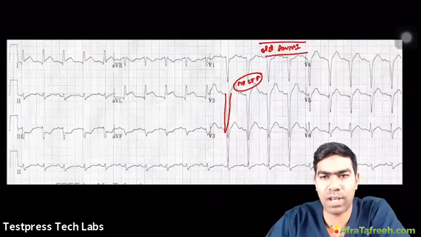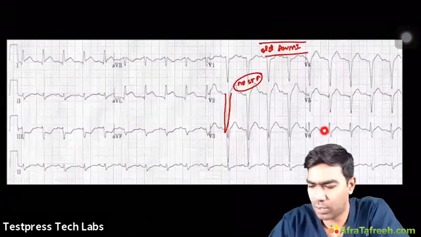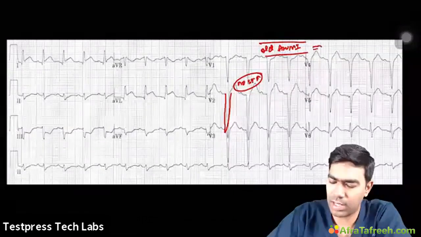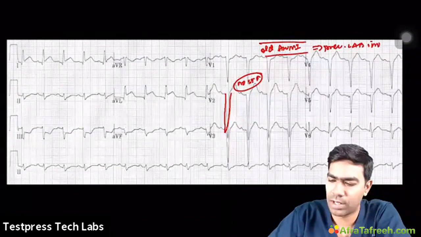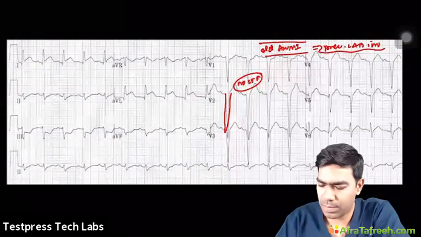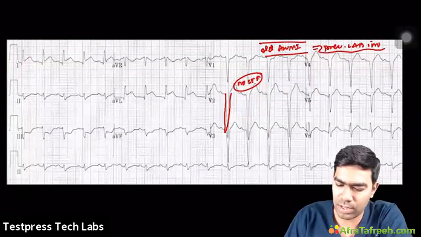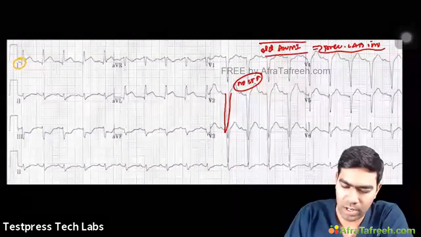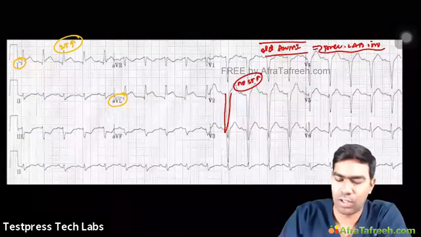Yeah, poor progression of R waves and you have a Q wave, of course. So that's an old anterior MI. This area is old anterior MI completely, which means previously he had an LAD occlusion. Previous LAD involvement was there, and it must be proximal LAD involvement. Now, what's happening is you're seeing an ST elevation in 1 and AVL. I think you can see it.